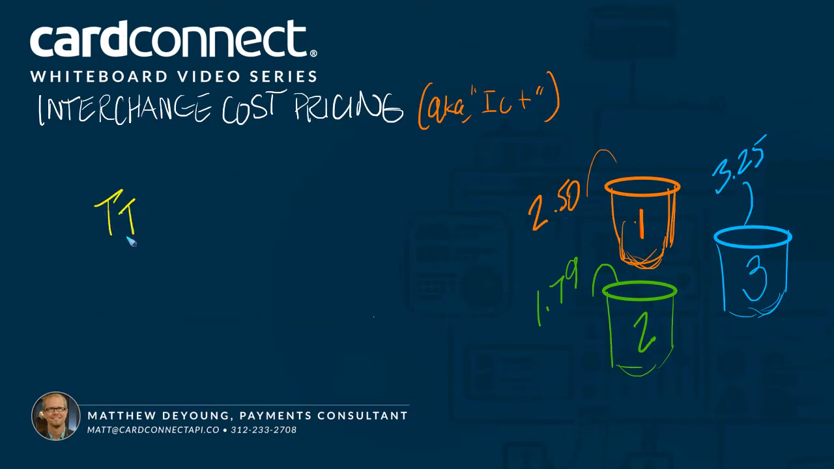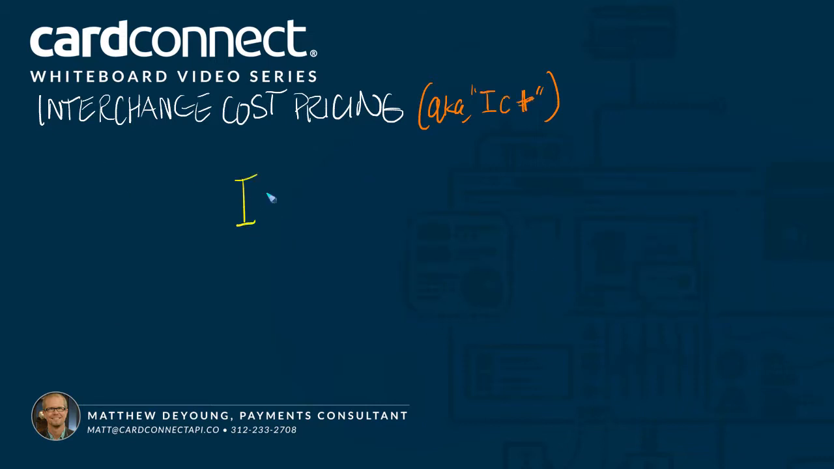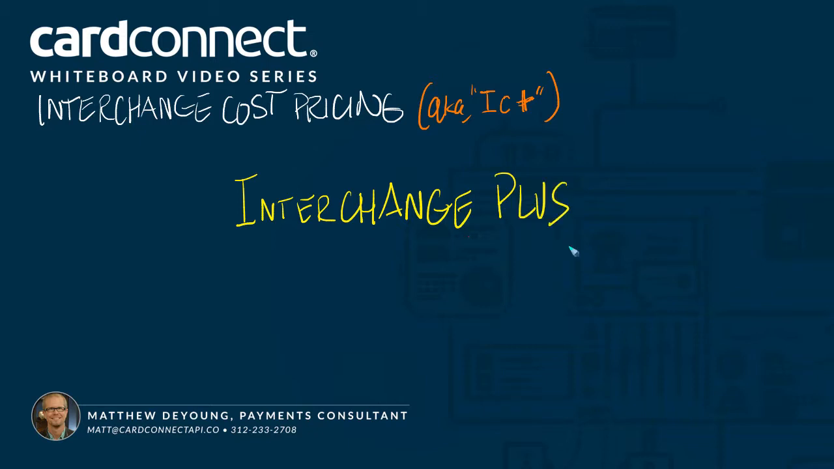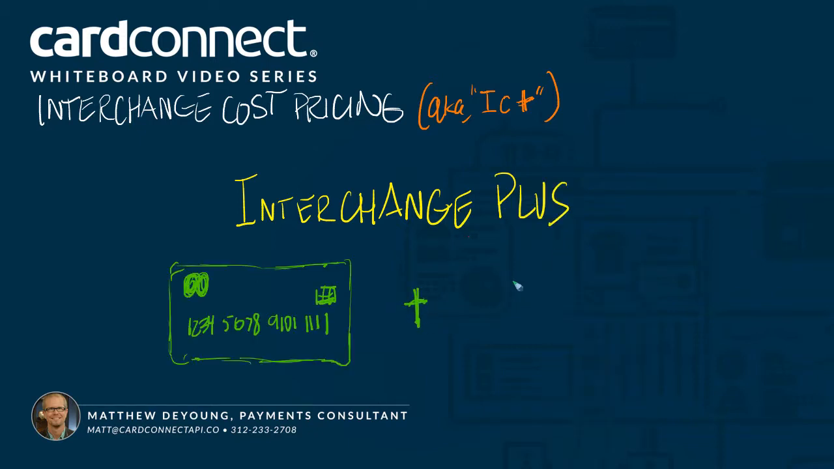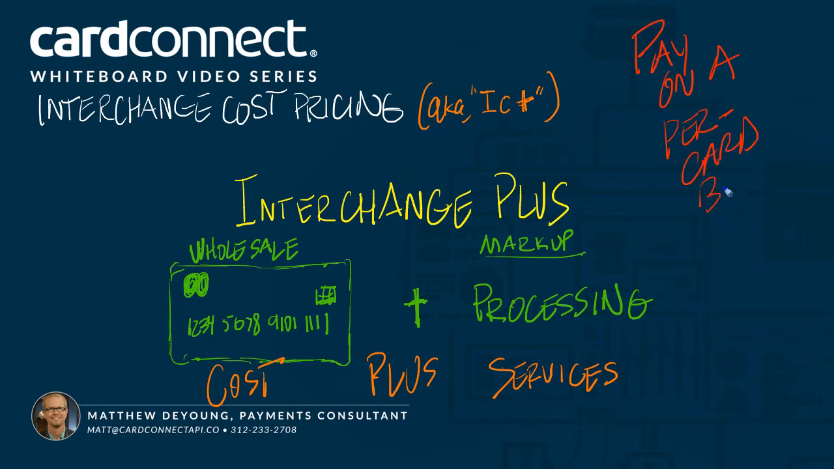Tiered pricing, here's my problem with it. It lumps things into 3 different buckets. And the fact is you don't have a lot of control or transparency over your pricing. Interchange plus pricing, I believe, is a greater advantage for you because you're able to see the wholesale price for each card type and you know exactly what you're paying as a markup towards your processing. Processing is just how you take the money and then transfer it around bank accounts for credit cards. And so that's cost plus your service fee. Very straightforward, transparent, lots of control because you're paying on a per card basis.